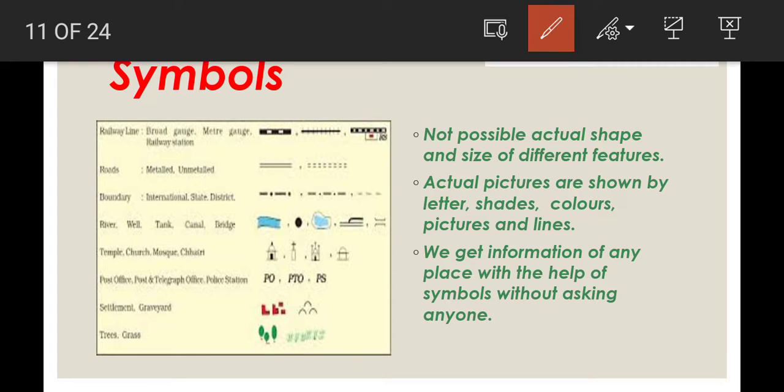PO means post office. Next, PTO means nothing but post and telegraph office. And next one, PS means nothing but police station. Like that, some symbols are the tree symbol, grass, bridge, railway track, river, church, temple, masjid. So we can use different symbols for different real pictures.